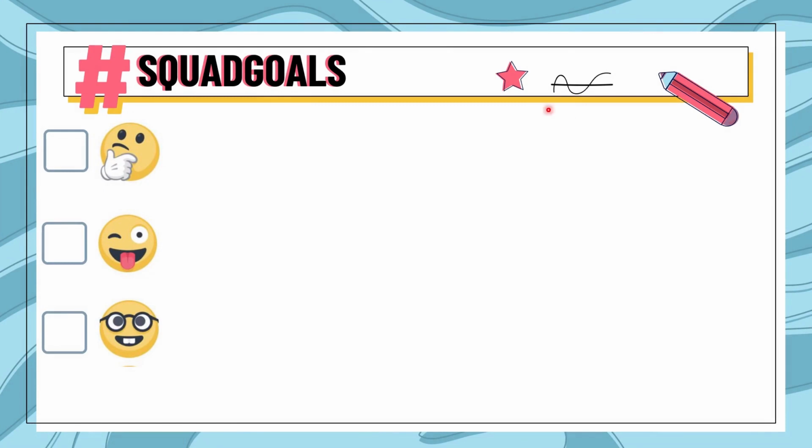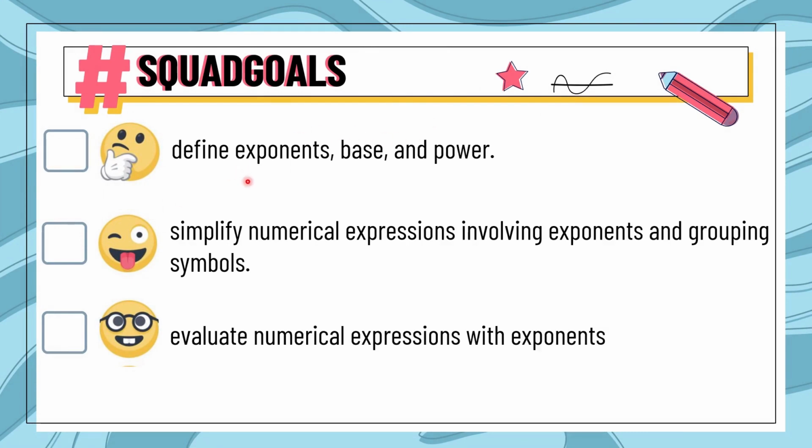Let's have your squad goal. So we have 3 squad goals for this lesson. First, we define exponents, base, and power. Second, simplify numerical expressions involving exponents and grouping symbols. Lastly, evaluate numerical expressions with exponents. So, let's do the first goal already.